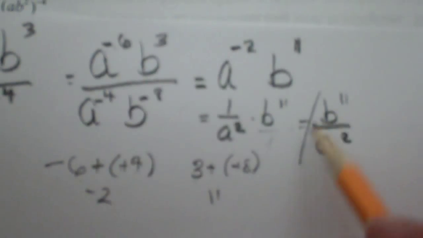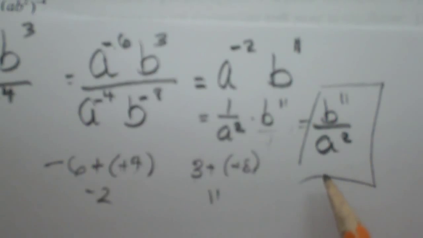And so the best and final answer is b to the 11th power over a squared.